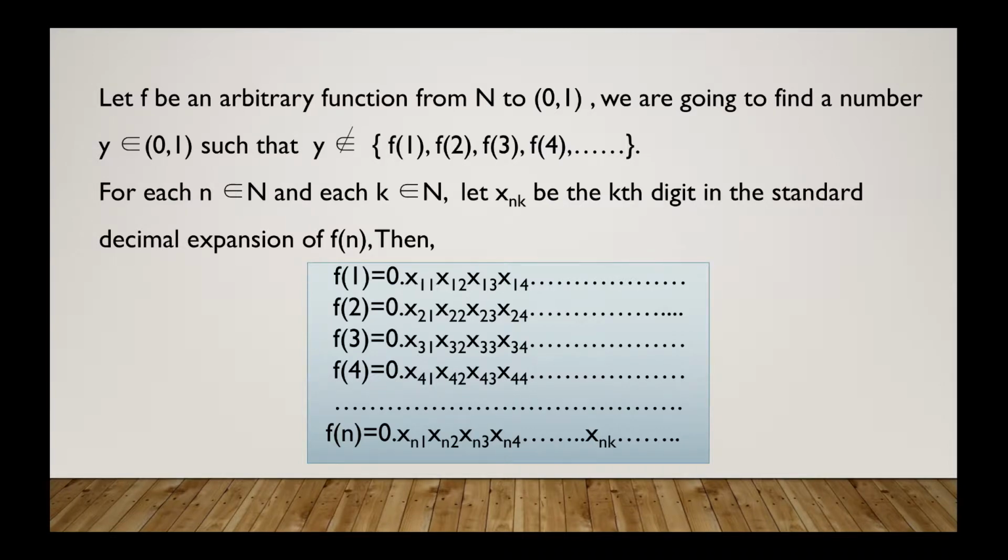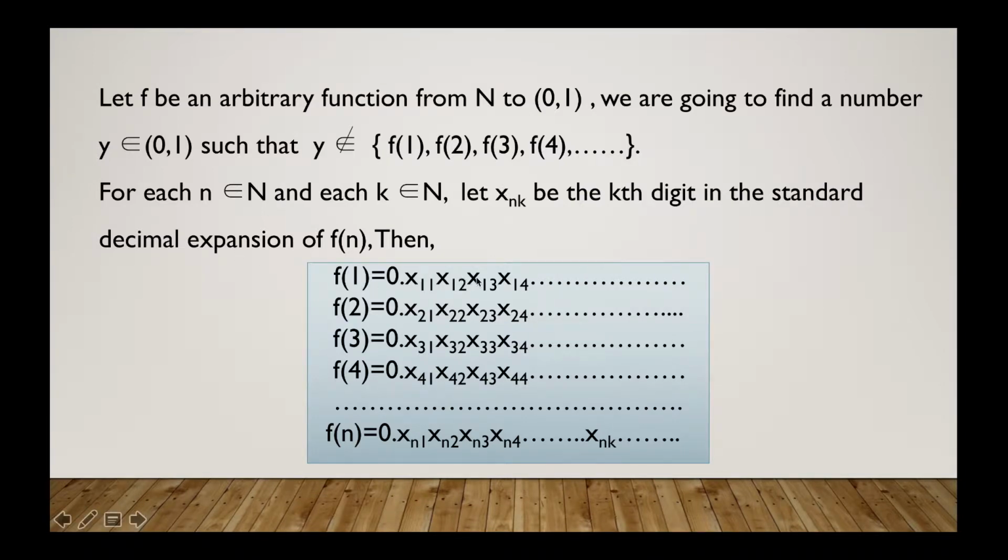And here is our proof. First, let f be any arbitrary function from natural numbers to 0 to 1. We are going to find a number y which is an element of 0 to 1 such that y isn't an element of the range of f. Now look at this table. For each n an element of natural numbers and each k an element of natural numbers, we let x_nk be the kth digit in the standard decimal expansion of f_n.